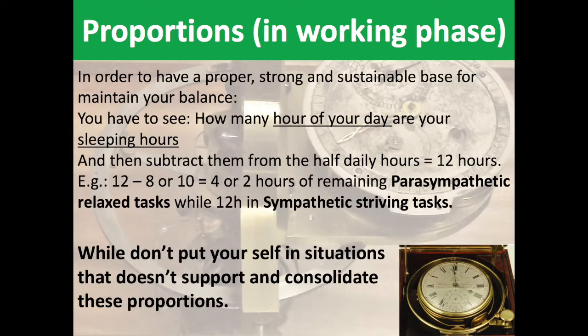Proportions in working phase. In order to have a proper, strong, and sustainable base to maintain your balance, you have to see how many hours of your day are your sleeping hours, and then subtract them from the half daily hours, which are 12 hours. For example, 12 minus 8, or 12 minus 10 hours, equals 4 or 2 hours, which are remaining for parasympathetic relaxed tasks, while the other 12 hours of the day can be used for performing sympathetic striving tasks. While again, you don't put yourself in situations that don't support and consolidate those proportions.